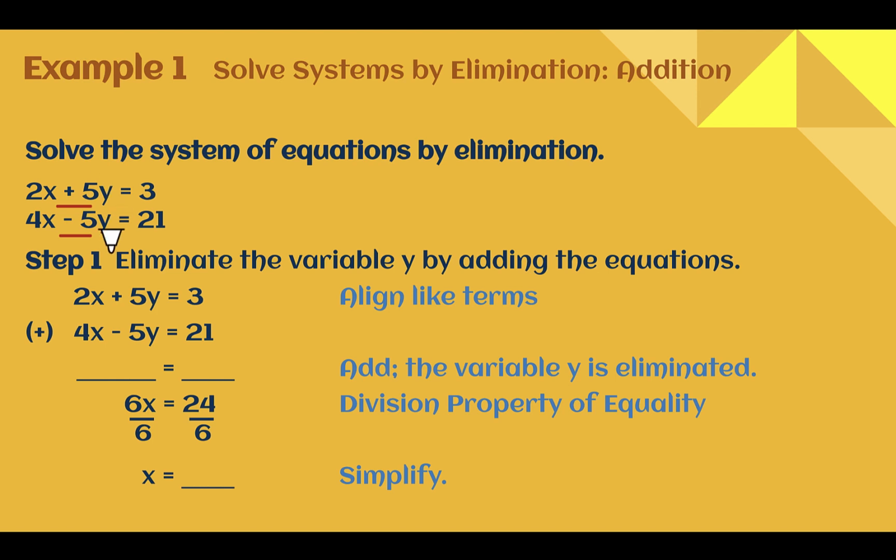Adding will get me 0. So we're going to add all of these together. I like to put a plus by each thing so I remember that I'm adding, especially if I see a negative. I don't want to accidentally subtract and mess up my totals. So 2 plus 4 gives me 6x. Positive 5 plus negative 5 gives me 0. 3 plus 21 gives me 24. I eliminated my y's. They're at 0. 6x equals 24 is what's left. So if 6x equals 24, then divide by 6, x is equal to 4.